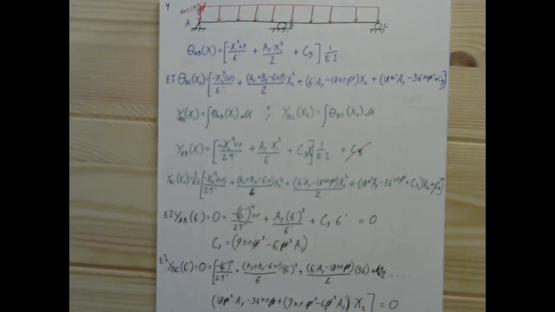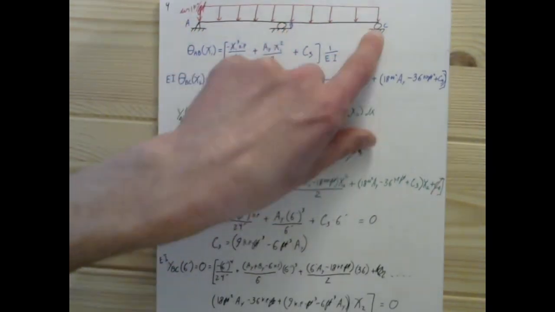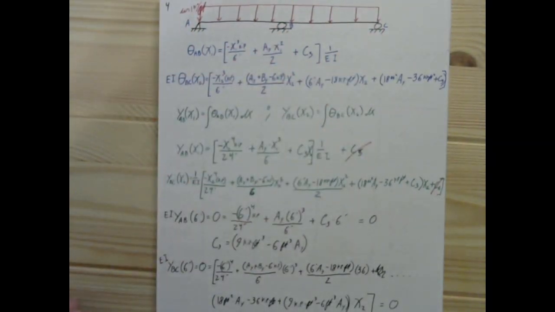Welcome to part 4 of the example problem for solving indeterminate structures using integration. This portion determines the deflections as a function of x by integrating the rotation equations, and introduces the boundary conditions for point A, point B, and point C. The deflections at all these points have to be 0.